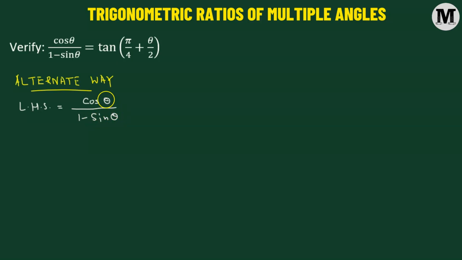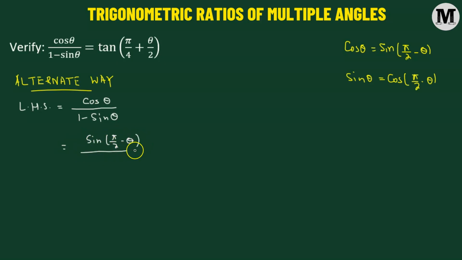So we'll convert this cosine function to a sine function and the sine function to a cosine function. To do that, we're going to use the fact that cosine of theta is equivalent to sine of the angle pi over 2 minus theta. And sine theta can be expressed in terms of the cosine function as cosine of pi over 2 minus theta. So let's substitute our values here. So we get sine of the angle pi over 2 minus theta divided by 1 minus cosine of the angle pi over 2 minus theta.